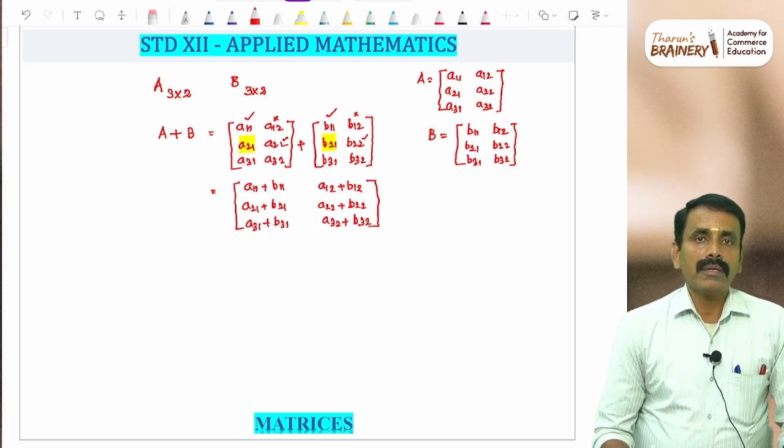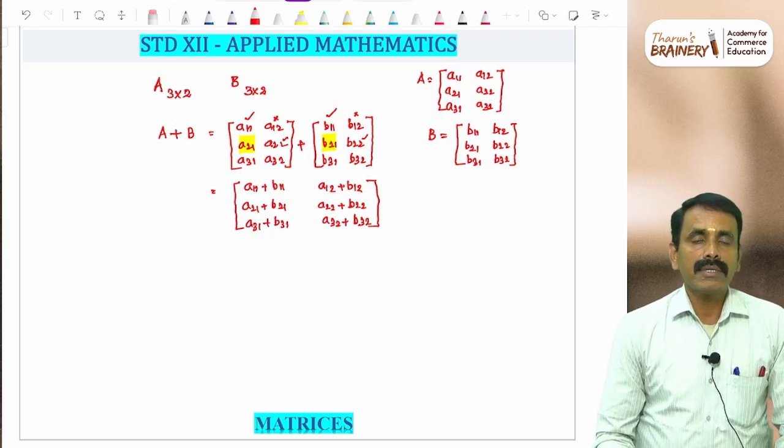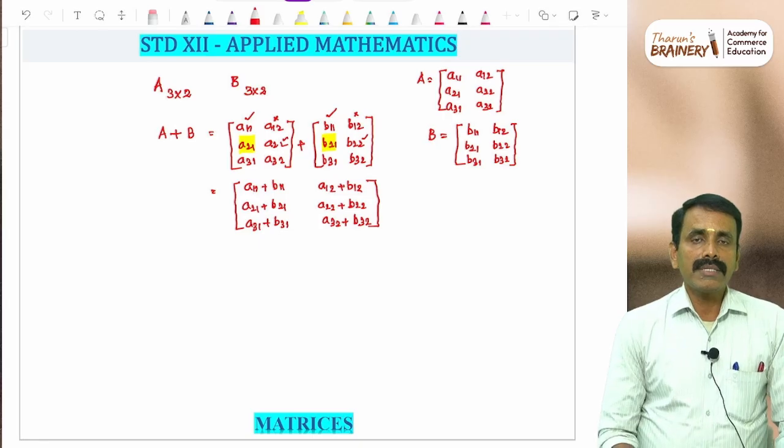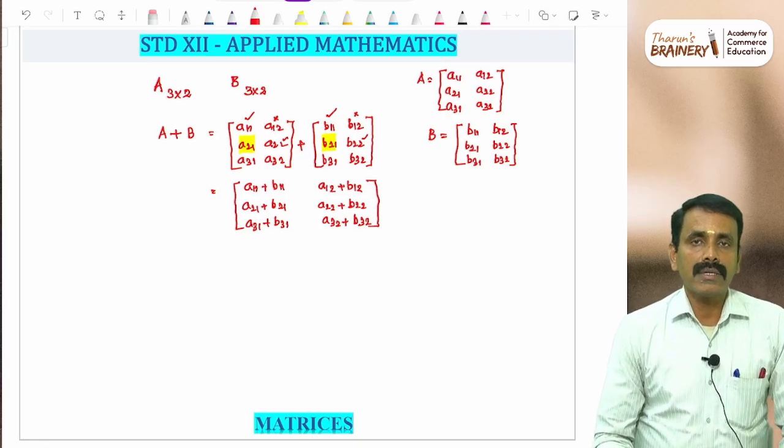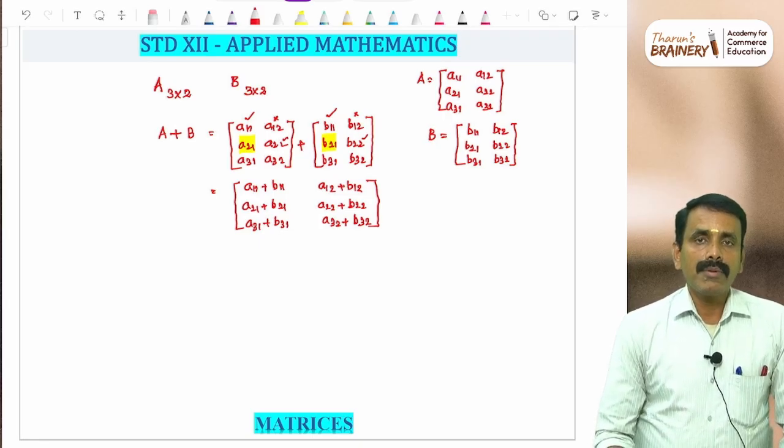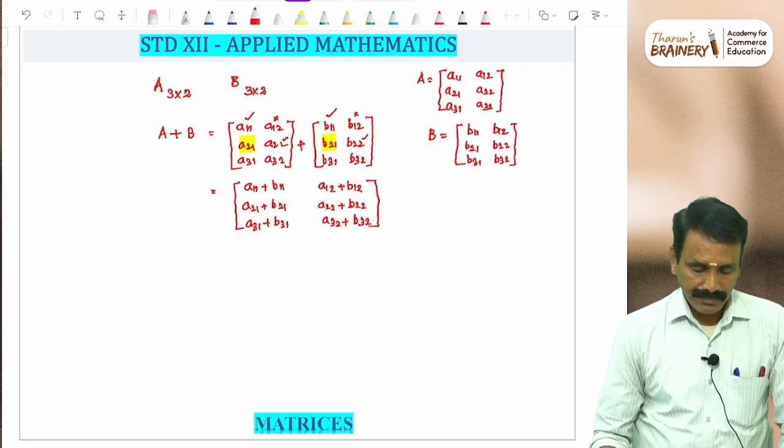Is it possible to add 3 matrices? Yes, we can add 3 matrices. We can add any number of matrices using the same concept. Is it clear? So, the basic condition to add 2 matrices is that they must be of the same order. They must have the same number of rows and the same number of columns. Then only we can add 2 matrices.